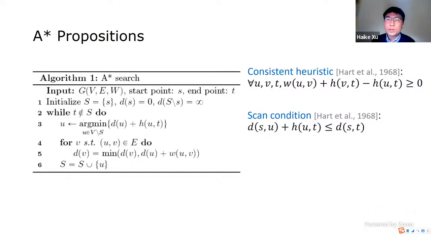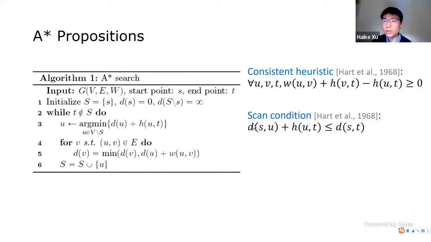In this page, we will briefly introduce two propositions for our later analysis. They are consistent heuristics and the scan condition. According to Hart et al. 1968, consistent heuristics guarantee that when A* stop condition is met, which is when the destination is added to the set capital S, the shortest path must have already been found, thus ensuring A*'s correctness in finding exactly the shortest path. And in our paper, we will only consider the performance for those consistent heuristics.